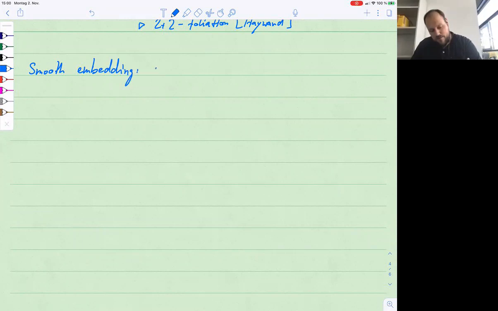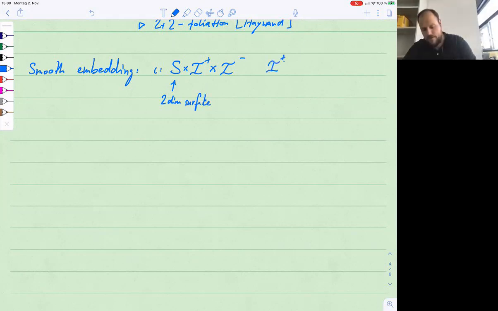And this embedding is, we call it iota, which is S. This is a two-dimensional surface. And those are just intervals. I plus minus are just some half-open intervals, which range from zero to some I plus or some I minus. And this we embed now in our four-dimensional manifold to get the 2+2 foliation.